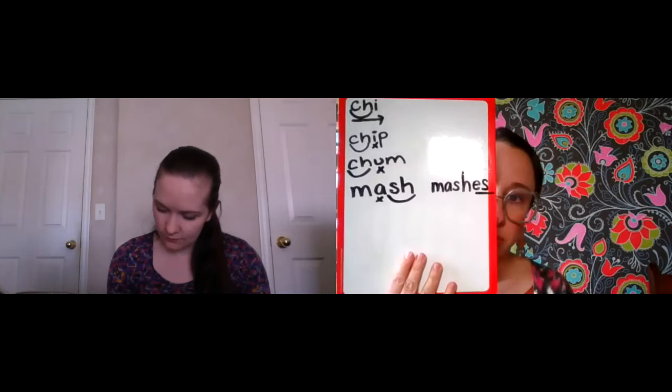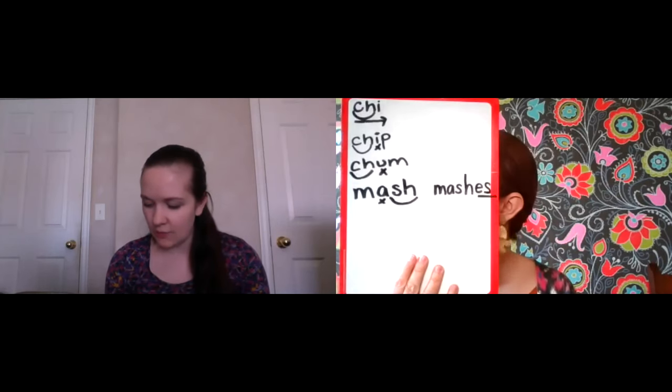Now, let's make this mash into a plural. So what does mash become? Mashes. So here we go. The word is mashes. Mashes. Your turn. Mashes. Good. Eden mashes the bananas for the recipe. Write mashes next to it right here, because that's our next word.